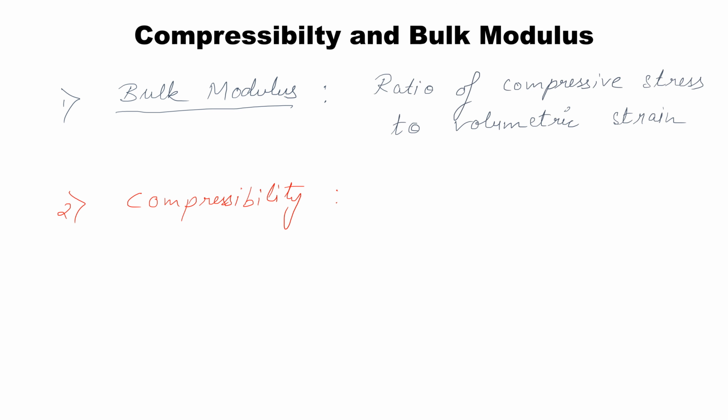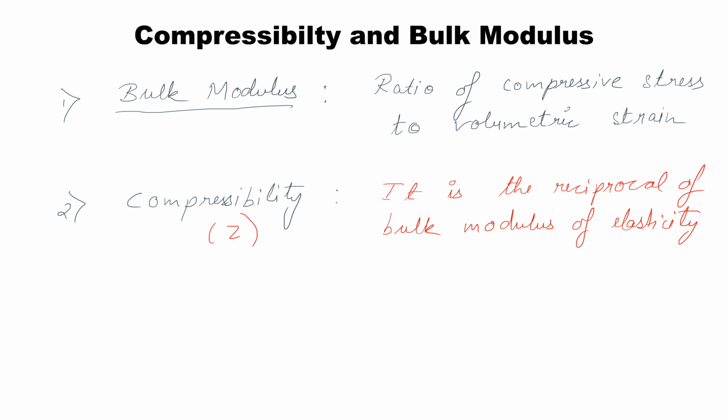And the second term is compressibility. Compressibility is the ability of a material to get compressed. How much a material can get compressed is its compressibility. So we denote it by a symbol called Z, and it is the reciprocal of the bulk modulus of elasticity.